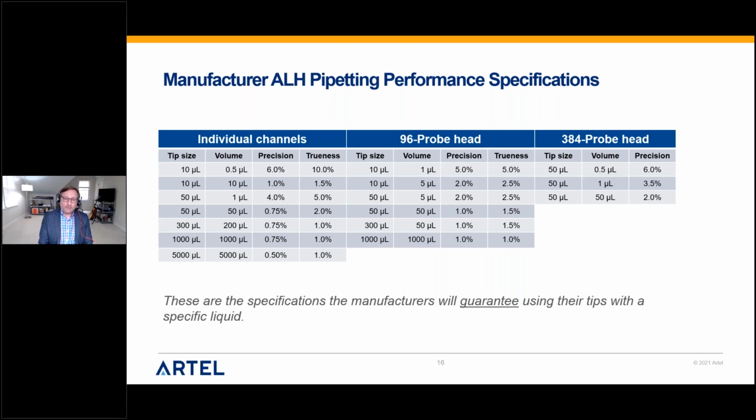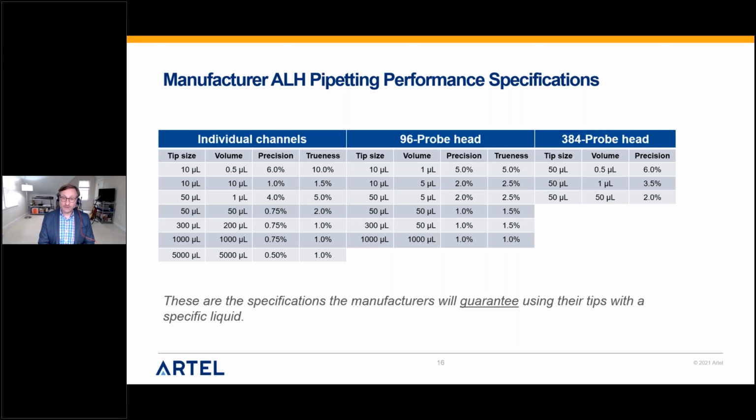And with this slide here, I want to just kind of point out the manufacturer. They're all going to provide you with pipetting performance specifications, and this is just an example. This isn't tied to any company in particular. But what you'll see is the tip size, and then the volume dispense, and then what they can guarantee the precision will be, and then the trueness, which is a reflection of accuracy. So the point I want to make here is, just because the specifications are on here, this is what the manufacturers guarantee using their tips with a specific liquid, which is typically water. That's the performance specification of the system.